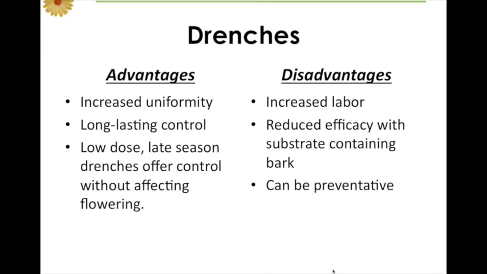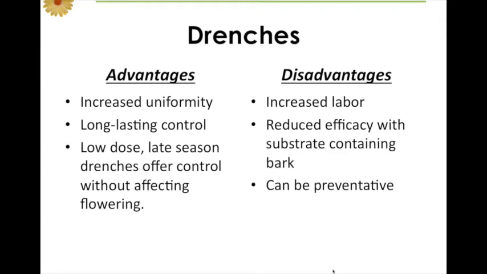Also with the drench, because it is absorbed and then released, you usually have some more long-lasting control. And there's also the advantage that some of these low-dose drenches that can be made late in the season will control growth, even if you're using like 0.1 part per million, and then you don't affect flowering or bract development. So you can get the control you want without having the negative effects on flowering. So it works very well.